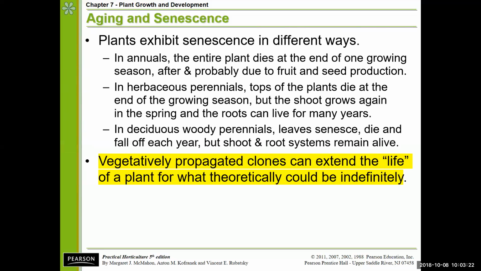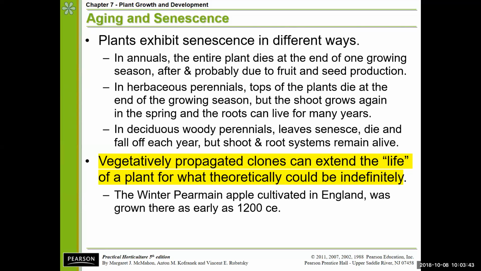And we do vegetatively propagate plants to extend their life in some ways, which theoretically, again, could be indefinitely, but in practice that doesn't really happen. It seems that eventually it will run out. Although there are examples out there, such as what they list here, the winter pearmain apple cultivated in England. They say it was grown there. They have records of it as early as 1200 BC.